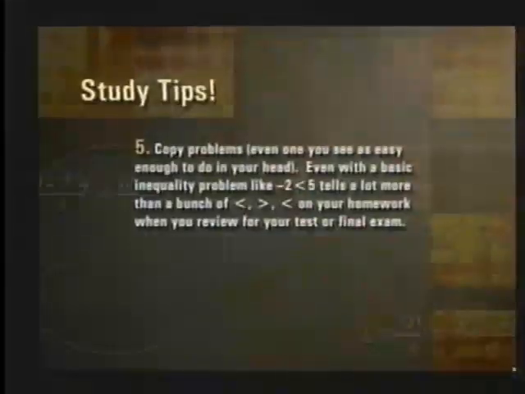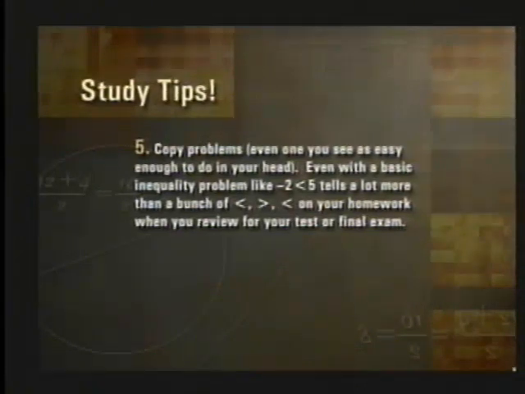To begin today, we're going to start with some study tips, because not only do we want you to know the how and whys of algebra, we want you to become good students. And remember, practicing math is not like some other subjects, so let's look at some graphics created by my friend Mike here. The first graphic is, when you work through problems, make sure you copy the problems, even ones you see as easy enough to do in your head.